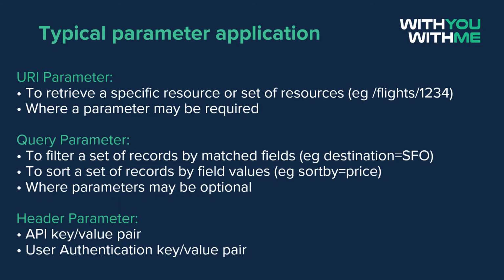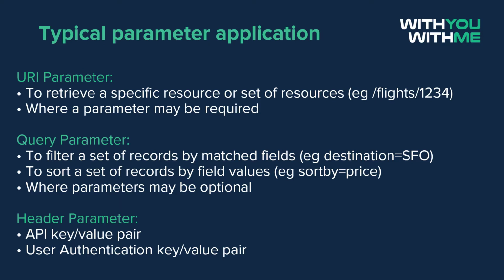Which method to use for passing key value pairs to an API may be considered as follows. URI parameters are used to retrieve a specific record, say a flight number, or a set of records. They're also handy where a parameter may be required. For instance, an account lookup may require an account ID.